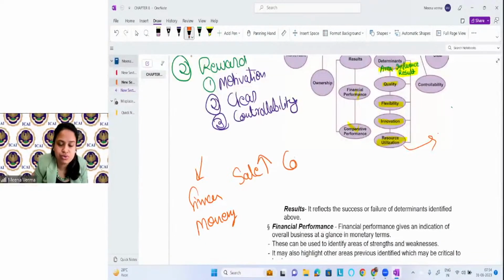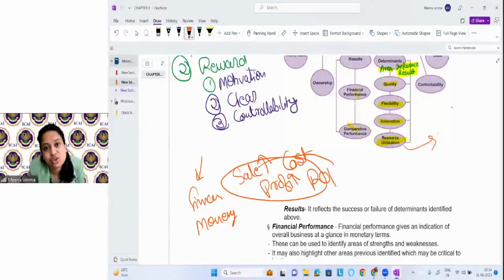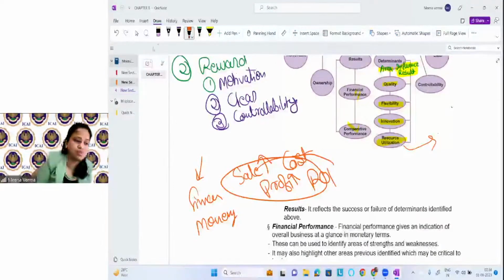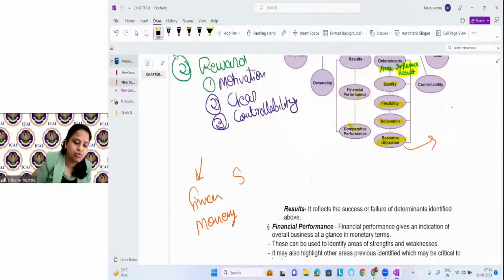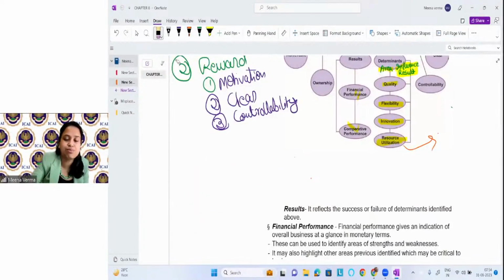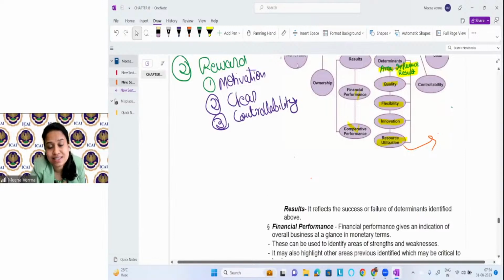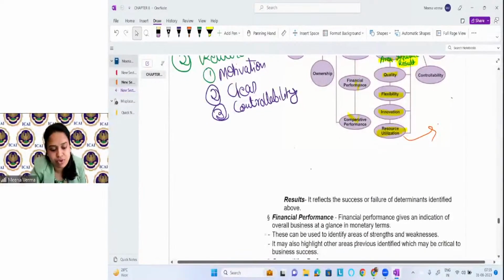We want to reduce the cost. We want to increase the sale, reduce the cost. We want to improve the profit of the company. We want to increase the return on investment. We want to improve these financial goals of the company, the financial result of the company, right? So this is one of the results which we want to achieve. What? Financial performance. Increase the profit, reduce the cost, increase the sale, increase the return on investment. These are all financial performance.